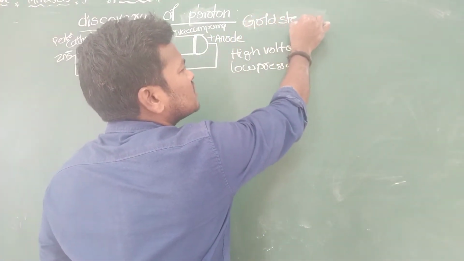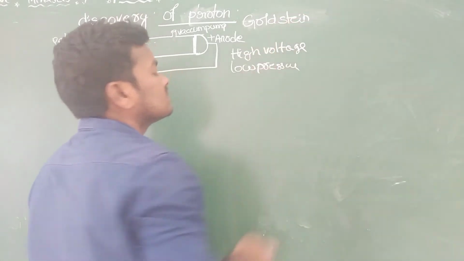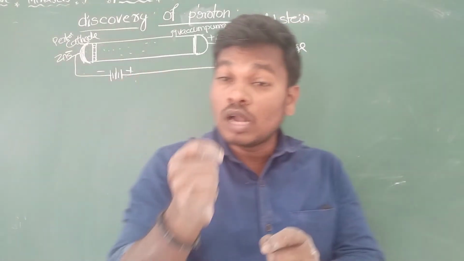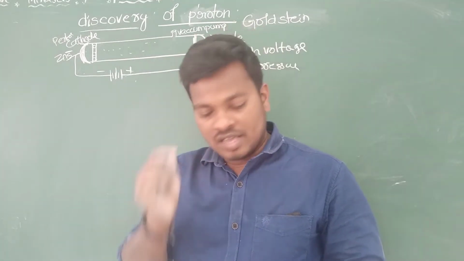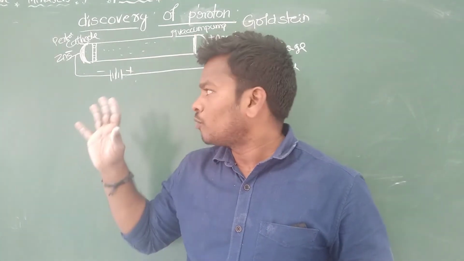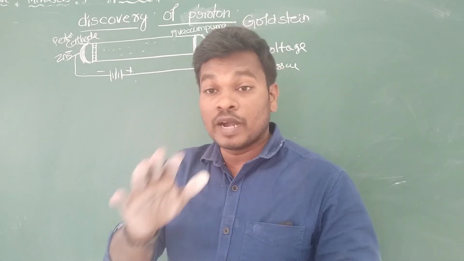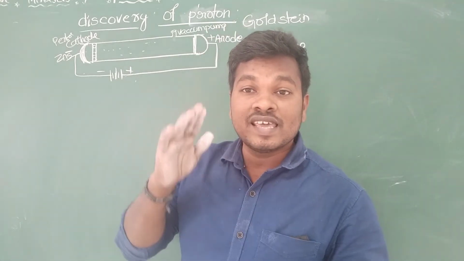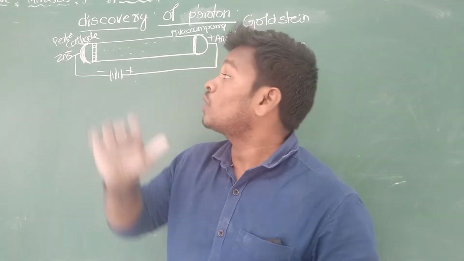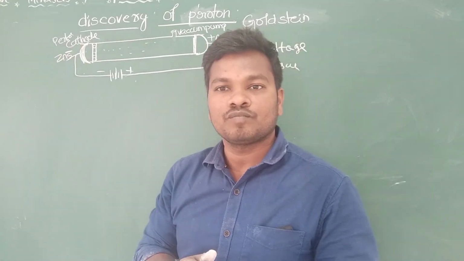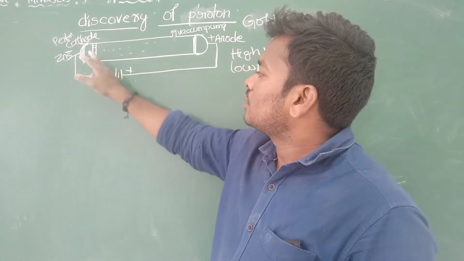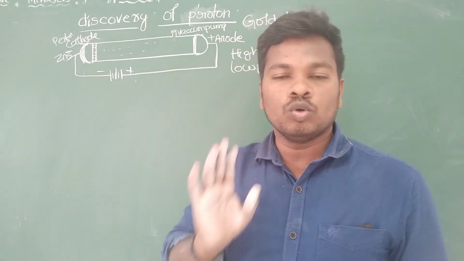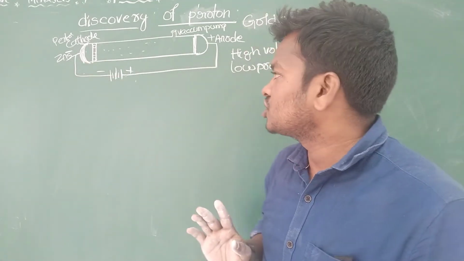performed the same discharge tube experiment several times, but with a small modification. What is that modification? The potential difference is the same, but here there is a small change. He has taken a perforated cathode, that is, an electrode containing small holes. That is one change.